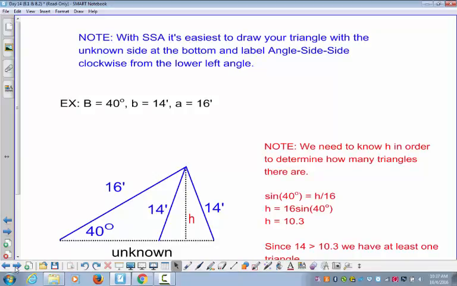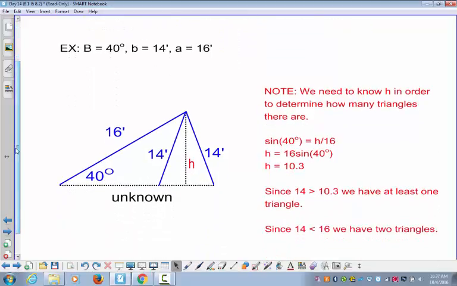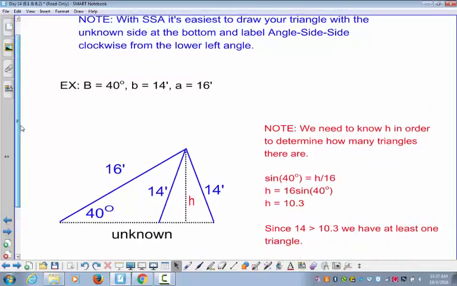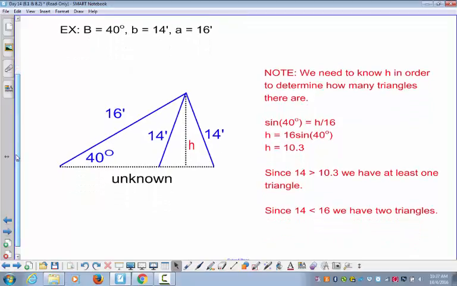So again, I think it's easiest to draw your triangle with the unknown side as the base. And we move from the left side around, angle side side, clockwise from the lower left. So moving clockwise, here's our information that's given. So we have to draw a picture. We draw our unknown base. They tell us that the angle that we know is 40 degrees, so we're going to put that right there.